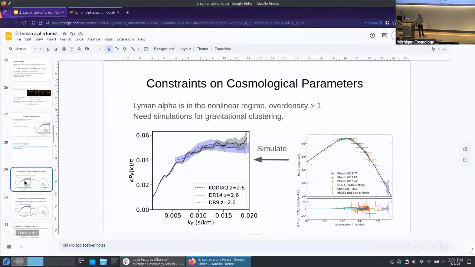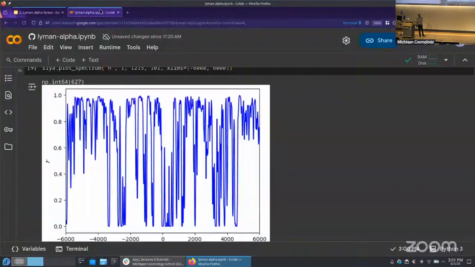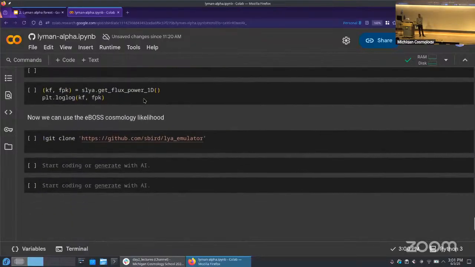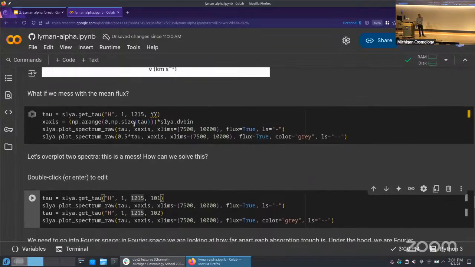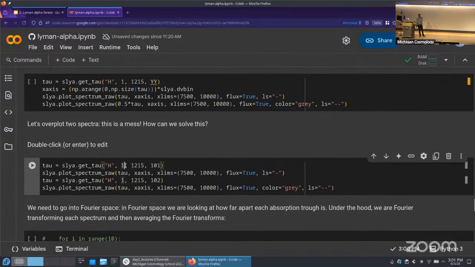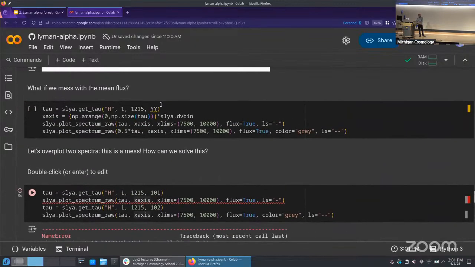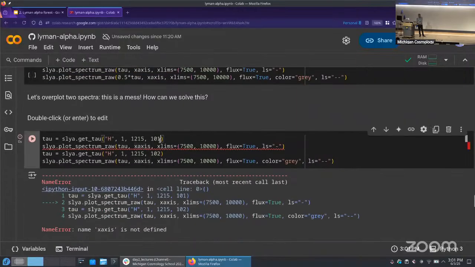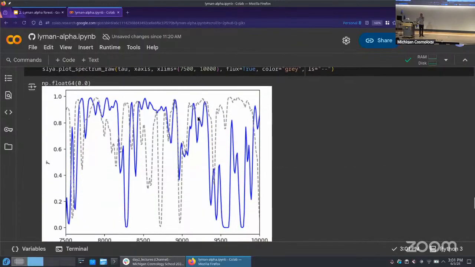Okay, let's go back. Let's overplot two spectra.